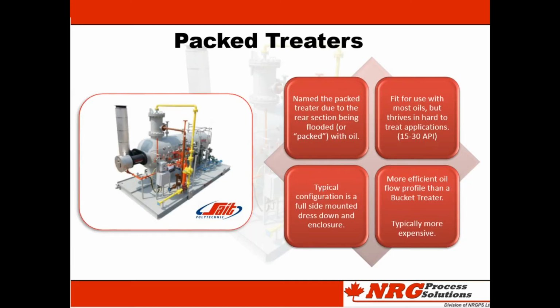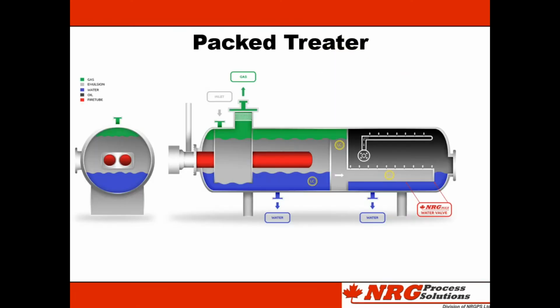Packed treaters. These are named the packed treater as all the gas has been stripped off in the front section and the rear section is packed with oil. Some manufacturers call these treaters horizontal vertical flow, or HVF for short. These treaters are fit for use with most oils, but they shine in harder to treat applications. Due to the way the internals are positioned, these treaters are side controlled. Side controls means that the majority of operator control happens along the length or side of the treater.